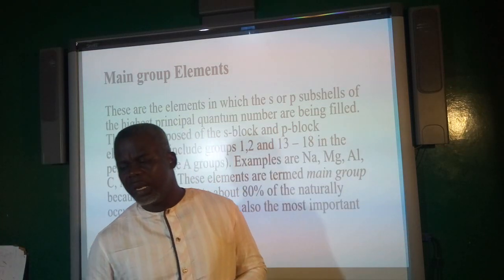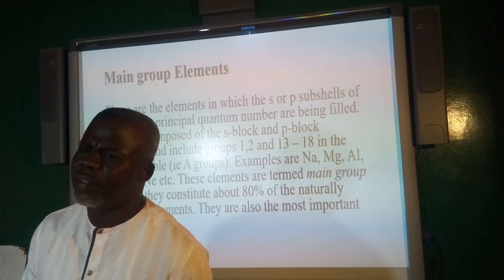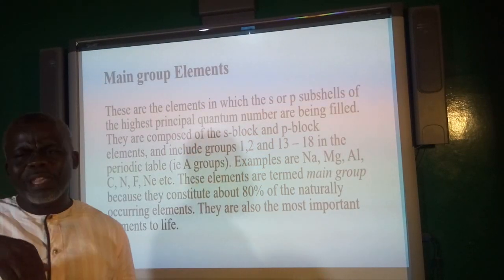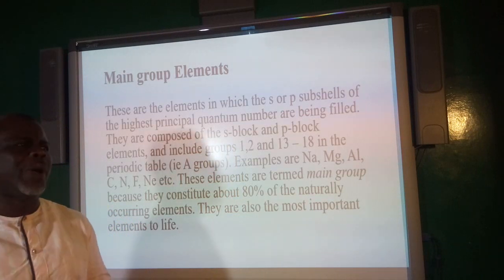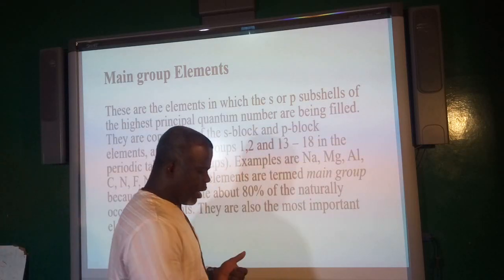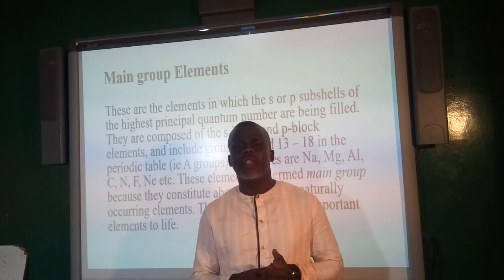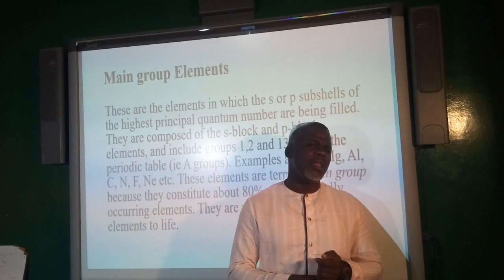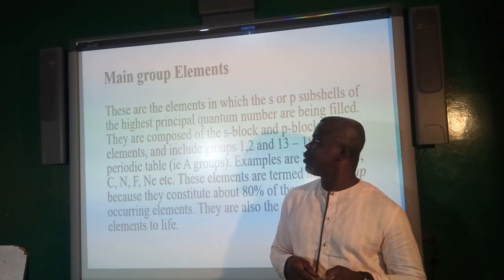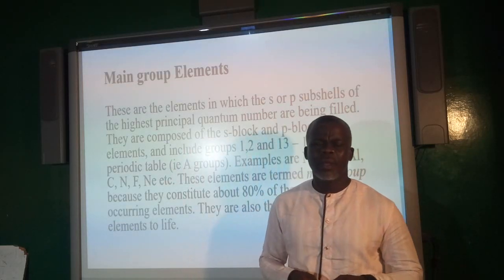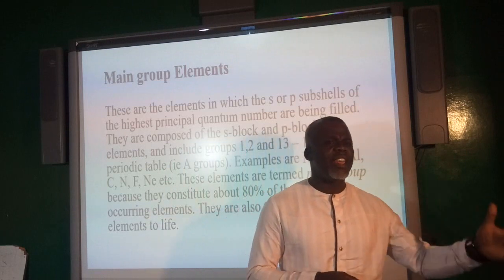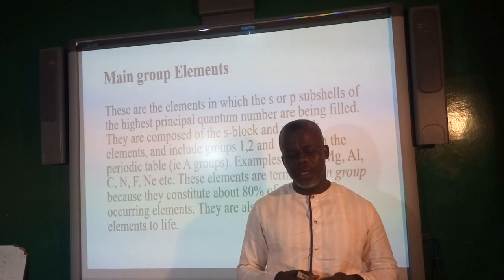What are main group elements? They are elements in which the S and P subshells of the highest principal quantum number are being filled. What I mean is, the elements whose valence electrons fall into the S and the P subshells, or both. These elements are classified as main group elements, and they are made up of about 8 groups: the S block and the P block.